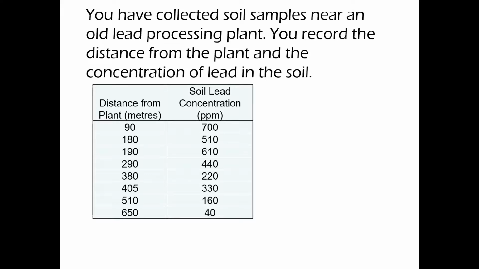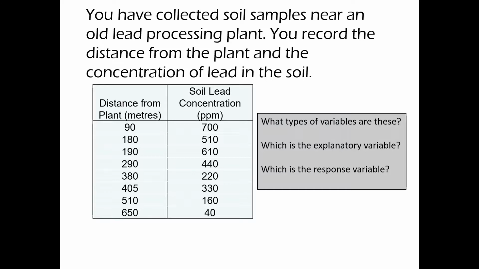First, let's think about these 3 questions. What type of variables are these? And which one is the explanatory variable and which one is the response variable? You can pause here and press continue when you have your answers. Okay, so here, both variables are numerical variables, and the explanatory variable is the distance from the plant, and the response variable is the concentration of lead in the soil.